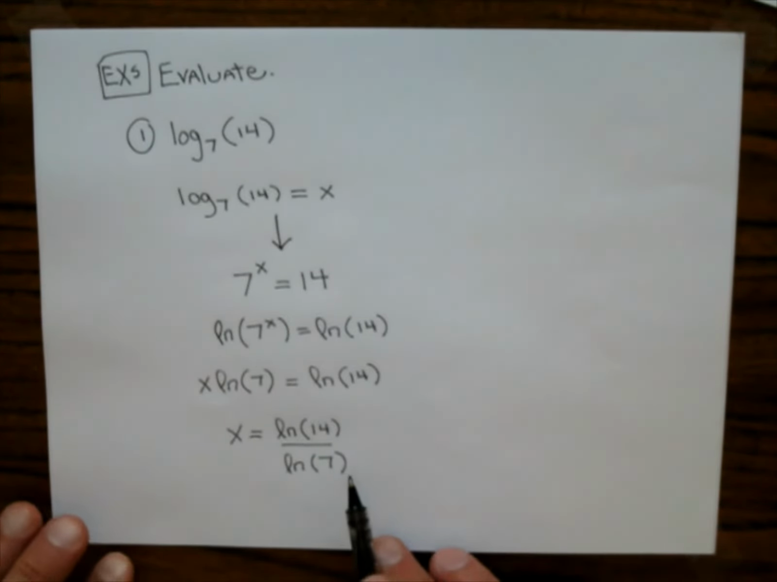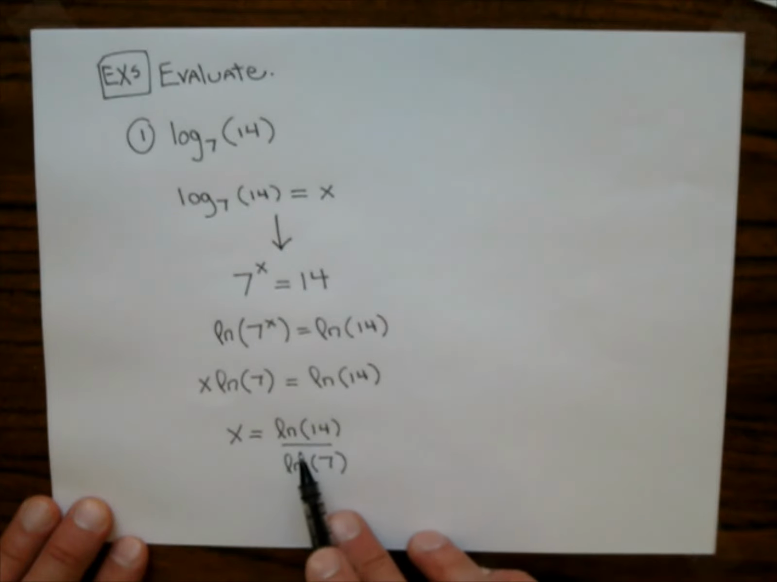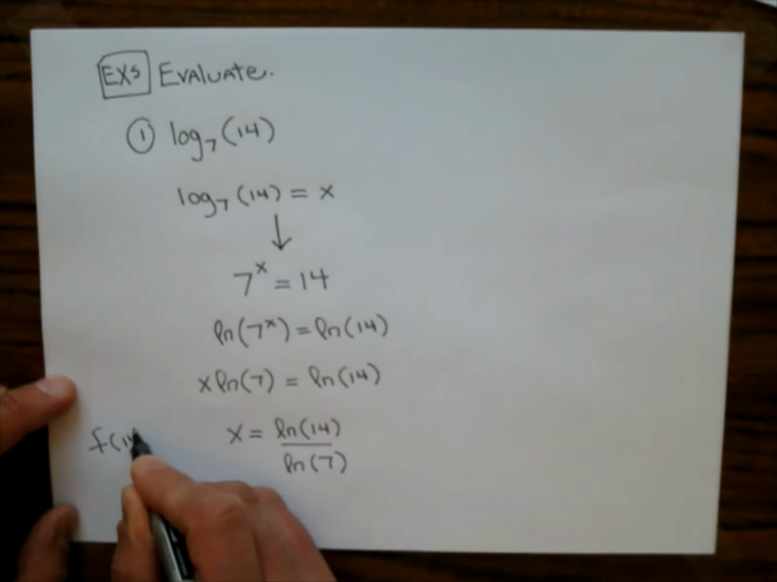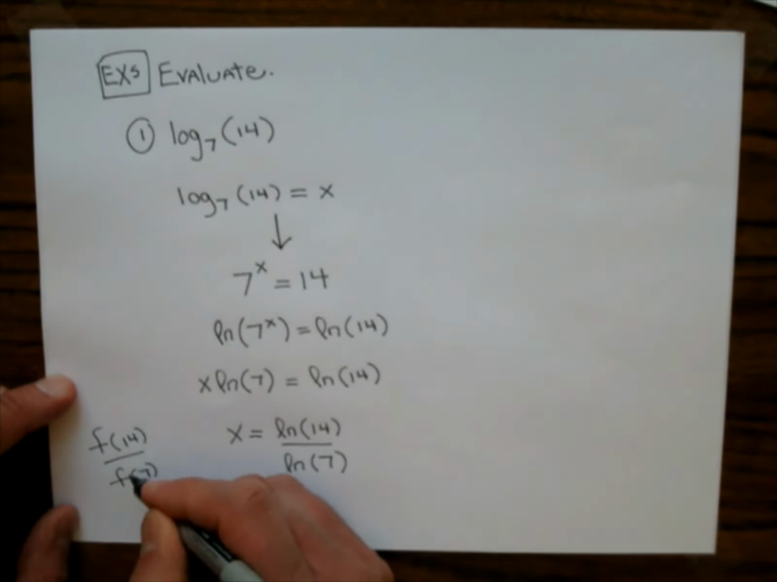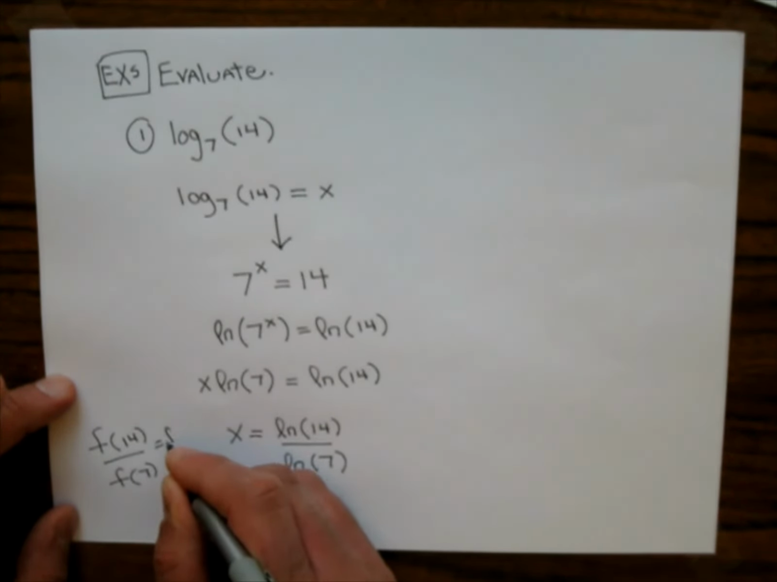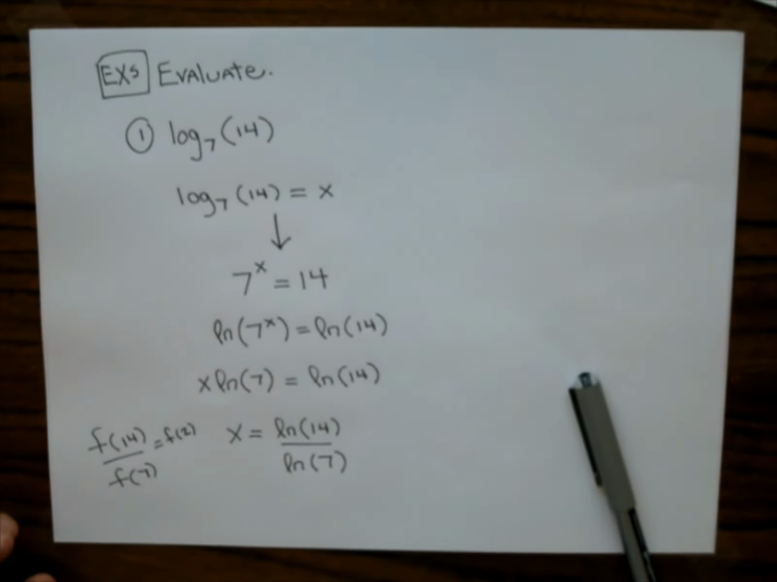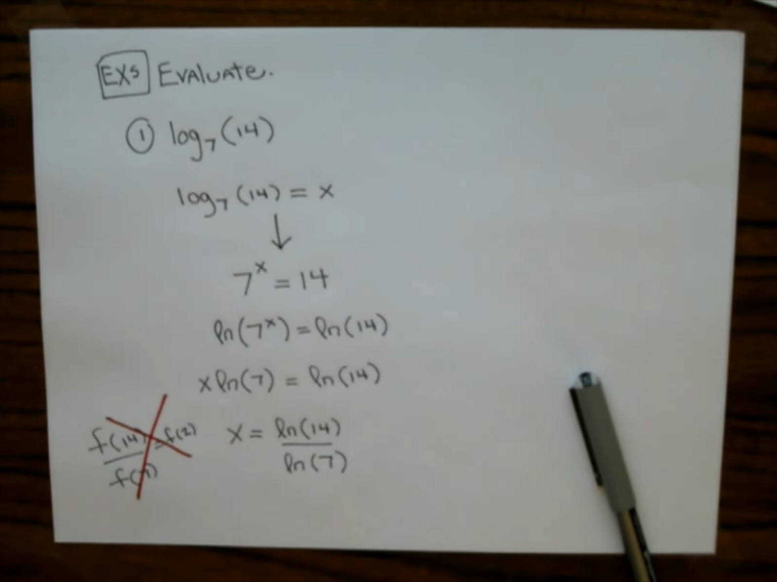Now, could we cancel the 14 and the 7? Absolutely not. We don't have any logarithm rules that say you can do that. Like if this was f of 14 over f of 7, we've never said, hey, this is f of 2. So we've got to keep it like this.